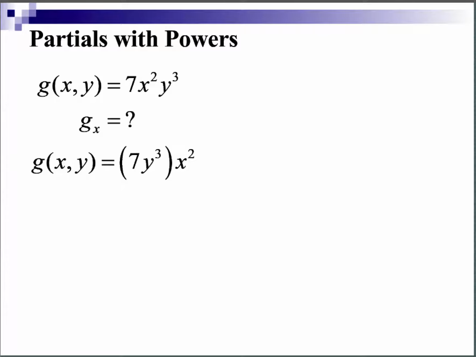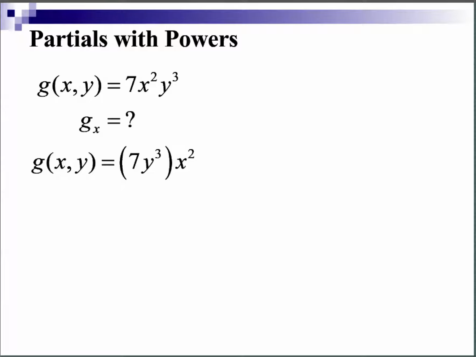So you can think of this as some constant, some number, times x squared. So think, for example, of like 5x squared. How would you take the derivative of 5x squared? Well, you would take the power of the 2, you would multiply it by the 5 in the front to get 10, and then you would reduce the power on the x by 1. And we're going to do exactly the same thing here. The rule doesn't change for powers in multivariable functions.